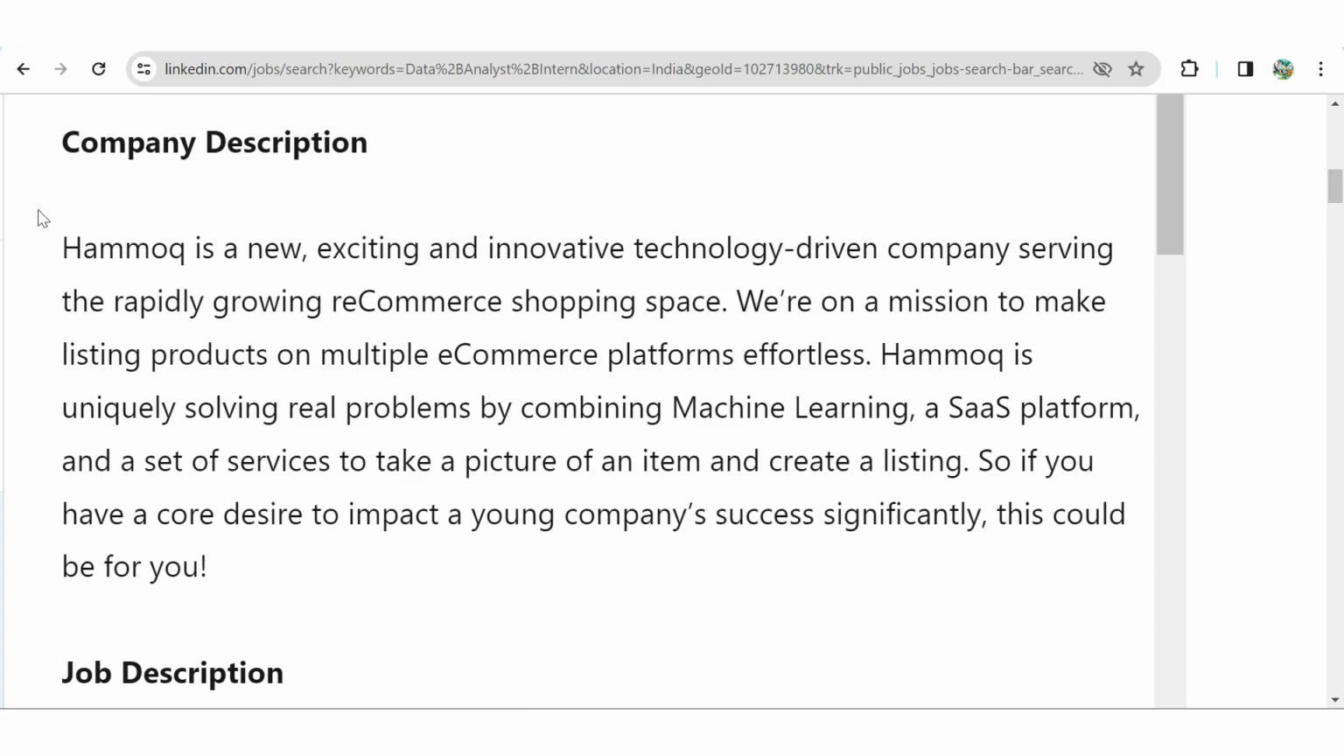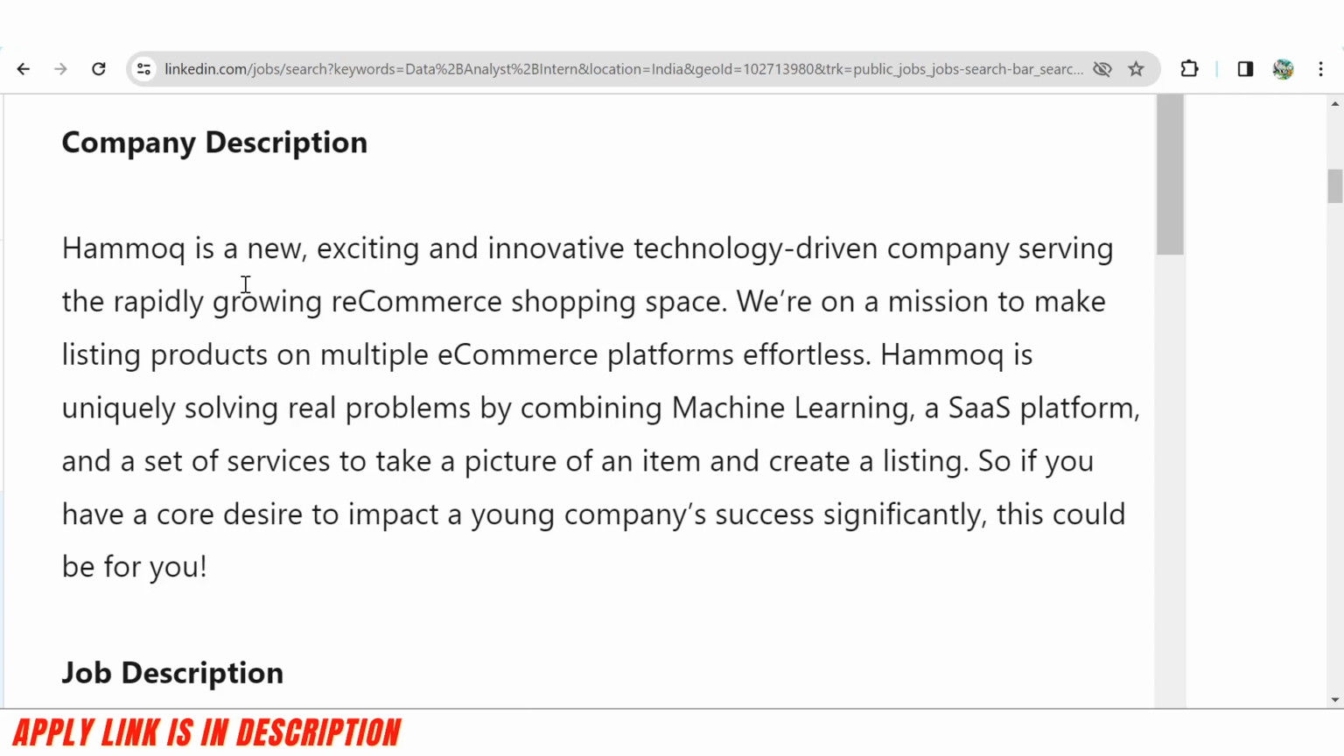So if you are willing to work as a data analyst intern, today we have an opportunity coming from Hamo Private Limited. They are hiring fresh graduates, and if you have done your post graduation, you can apply here also. Before we go further into the job notification, let's first understand the company itself.